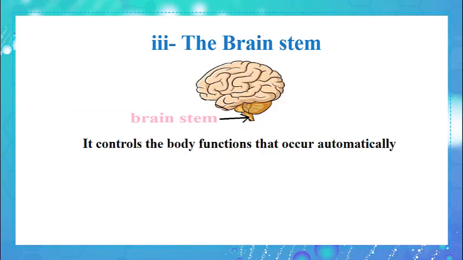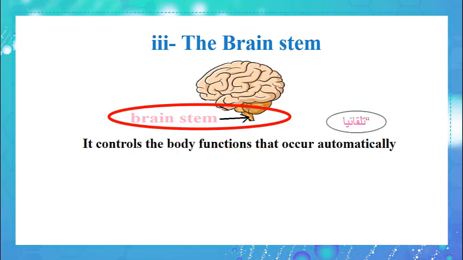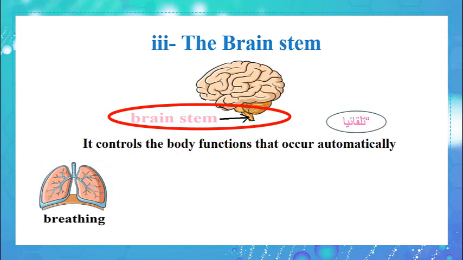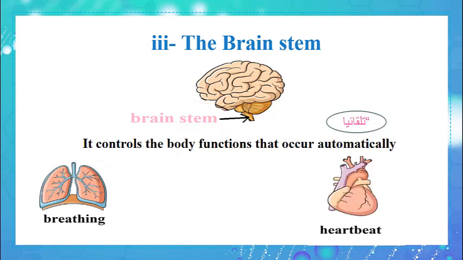The brainstem, which is the part of the brain connected to the spinal cord, is responsible for the control of the body functions that occur automatically, such as breathing and heartbeat.